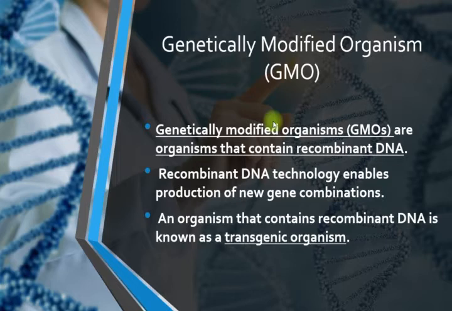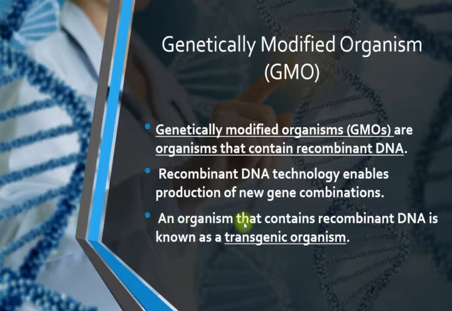Okay, so genetically modified organisms are organisms that contain recombinant DNA. Recombinant DNA technology enables the production of new gene combinations.